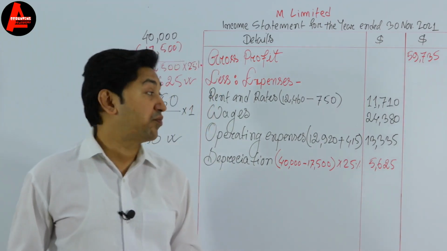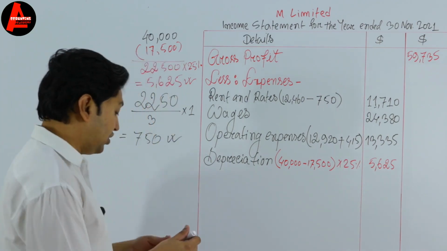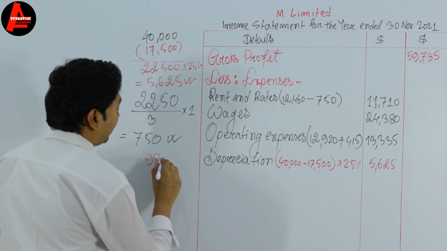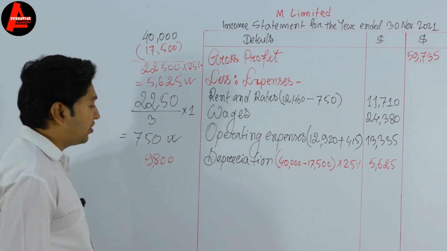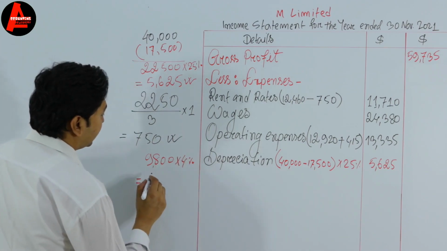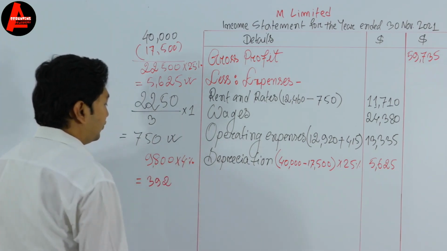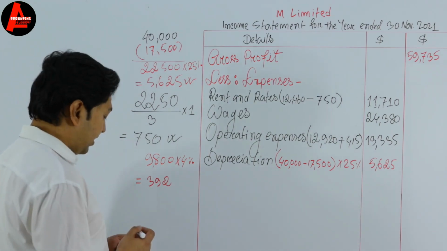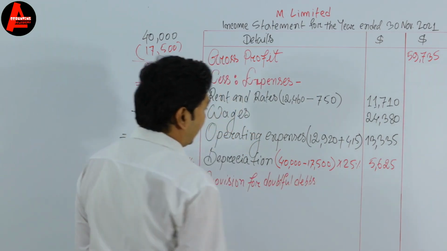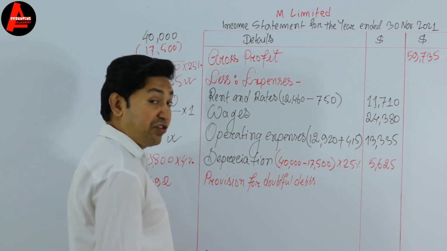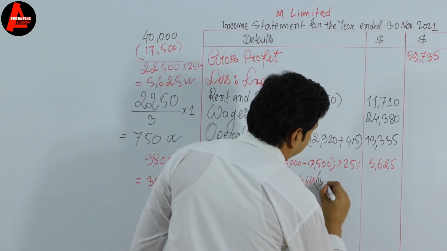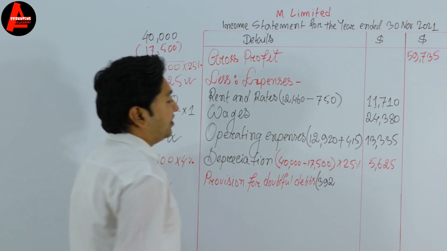Now we will calculate 4% on the trade receivables. Here on the question we have trade receivables, it is $9,800. This is the trade receivables on the question. We will multiply by 4%. So what we get here is $392. Now let us write here provision for doubtful debts. Here we calculated $392. We will write this amount here, 392.